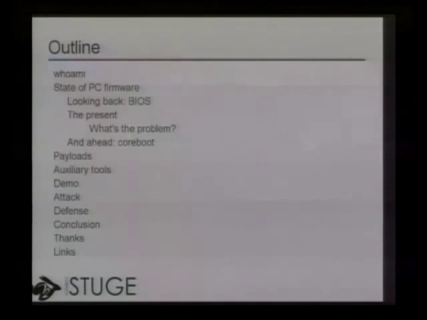Okay. So, first of all, who am I? A look at the state of firmware on the PC. First of all, what was there before, what we have right now, and where I think we should go. Going to talk about payloads, which is an important concept in coreboot. Some auxiliary tools developed by the same people developing coreboot. I have two nice demos that I hope are going to work on real hardware. Some security thoughts, attacks, defenses. A conclusion, some thanks, and links.